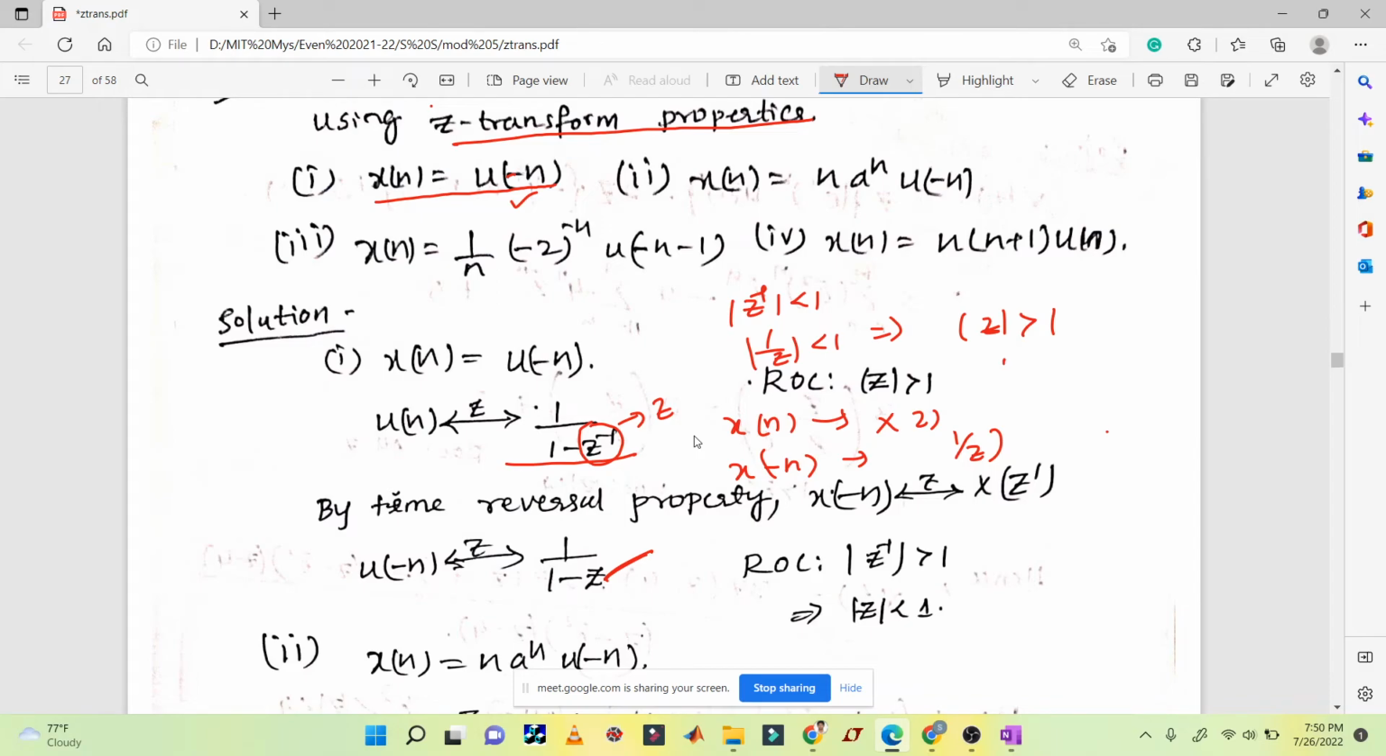So z is replaced by 1 by z. 1 by z is greater than 1. This implies z is less than 1. Okay, ROC also changes here. Is that understood? Any problem with this one? Second one I will solve next.